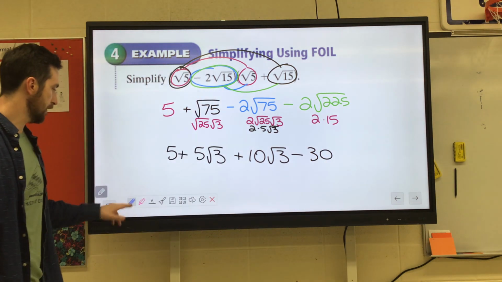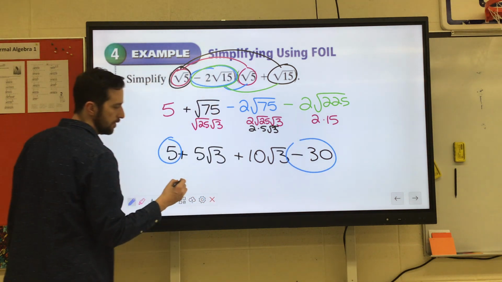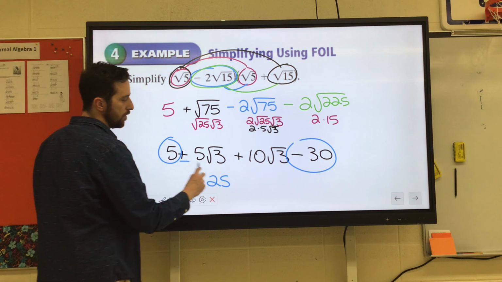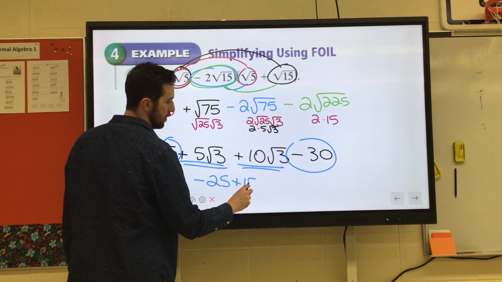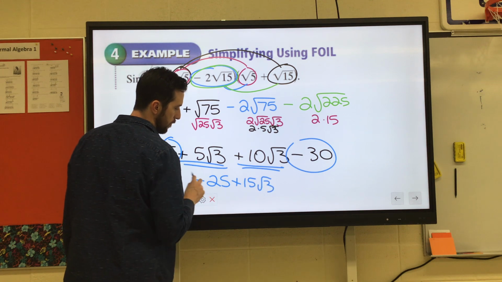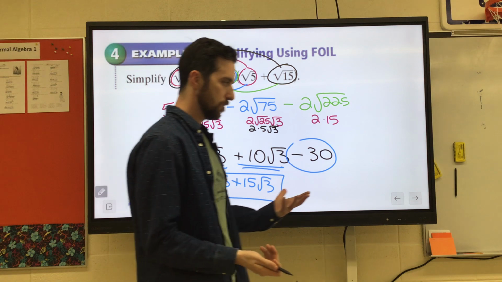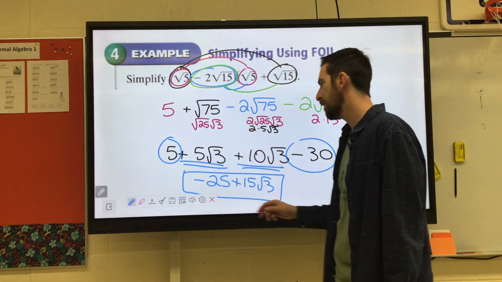Now, what could we combine out of this stuff? Well, I could just do 5 minus 30. That's just normal numbers. Negative 25. And then these are both root 3's. So we have 5 root 3 plus 10 root 3. It's 15 root 3. So a lot of breaking down, a lot of multiplying. Combine your like terms, but it's okay. You got this. You get better at it by trying it.